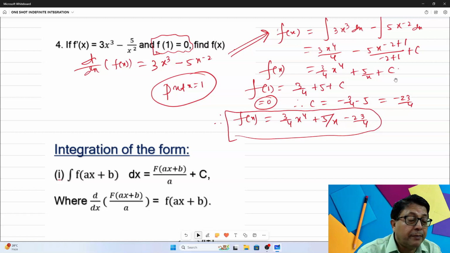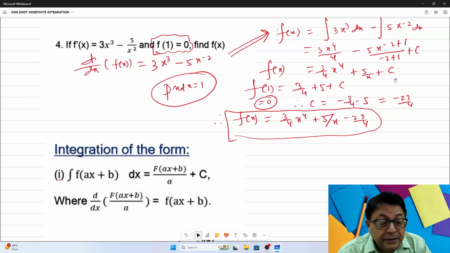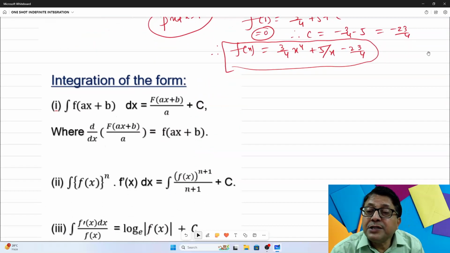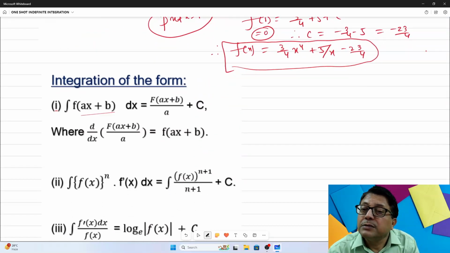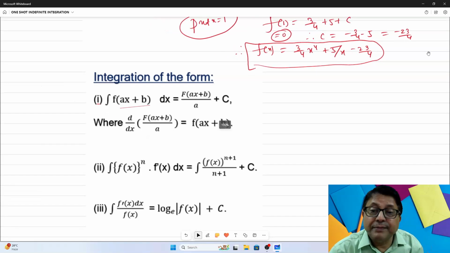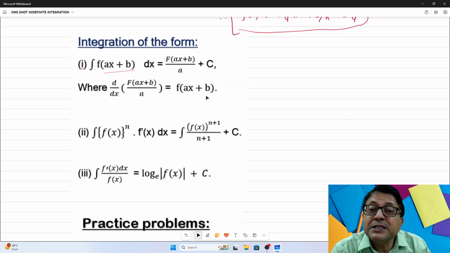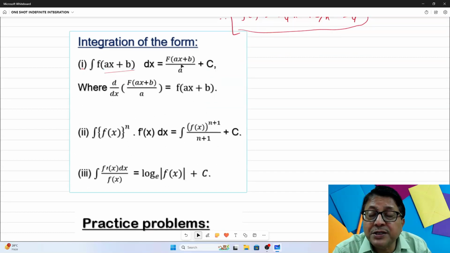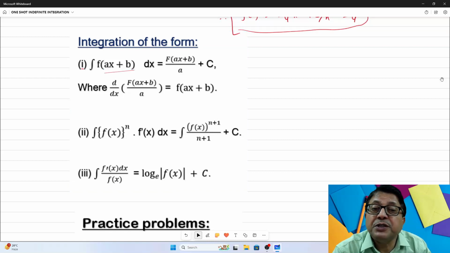Plus c will give you many curves by changing the value of c, depending on different values of the initial condition. You can get different values of c, but if only one condition is given, you will get one value of c. This is the answer finally. Now integration of this form you may get, then you will divide the answer by a. In derivative you multiply, in integration you will divide. So when you are integrating this kind of thing, when it is a function of ax plus b, it is normal integration of that thing divided by the coefficient a.